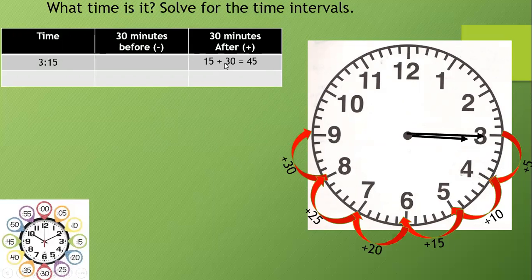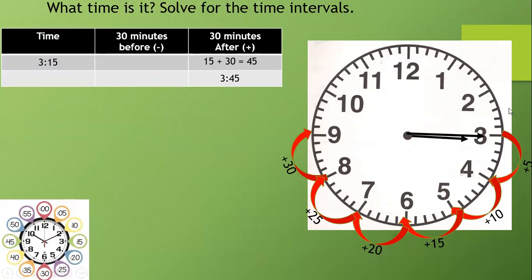If we wanted to take a look at using the addition method, we would add the 15 minutes plus the 30 minutes to give us the same 45 minutes. So the time would be 3:45. Now let's take a look at what happens when we are looking at 30 minutes before 3:15.